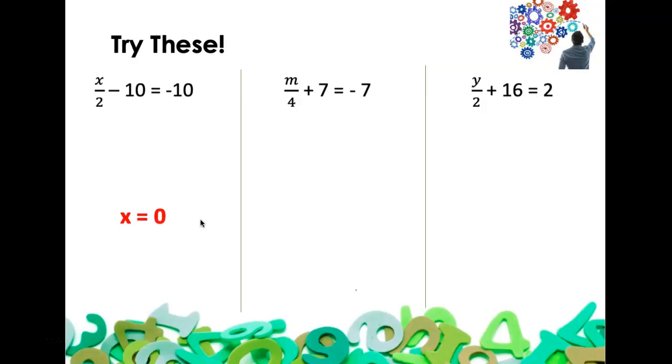Okay, so for number 1, is X equal to 0? Is it correct? Okay. Number 2, this X should have been M because our variable is M. Is it M equals negative 52? And at the last one, Y is equal to negative 28. I believe one of these answers is wrong. Okay, so then I will see it on your paper when you submit your work.